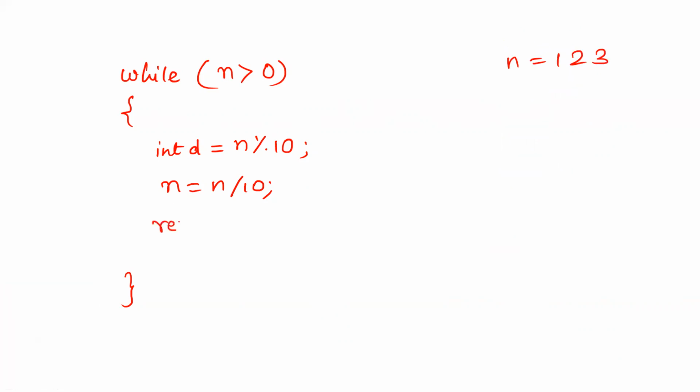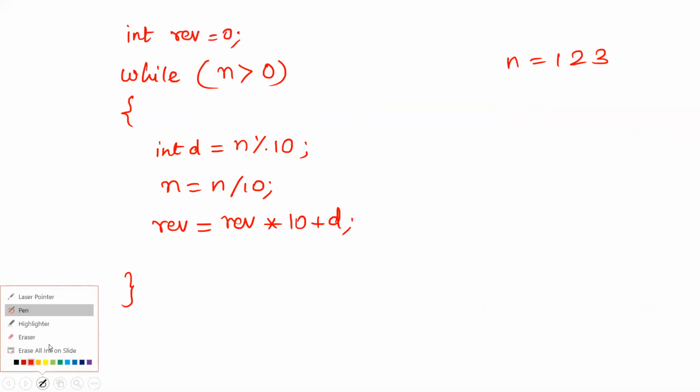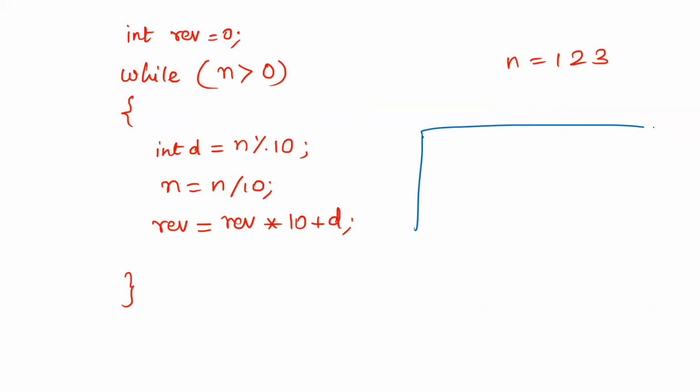Lastly, we have to do reverse equals reverse into 10 plus d, and initially I have stored reverse as 0. Now let me dry run and show you how it works. So this is the digit extraction concept. I am taking a longer time on this code because I want to explain how the digit extraction concept works. And remember, whenever you want to check the output for a loop, always use a dry run table. It will be very helpful and it will save your time. Let me show you how a dry run table works.